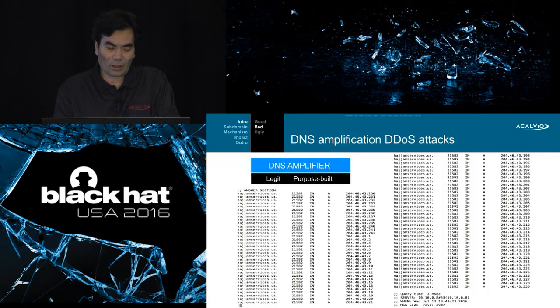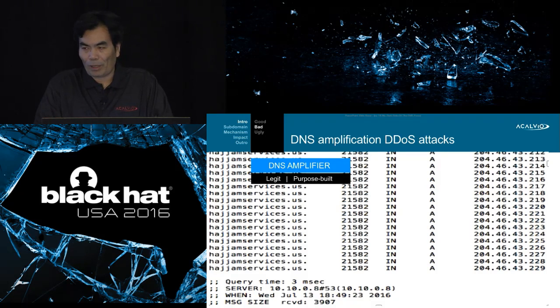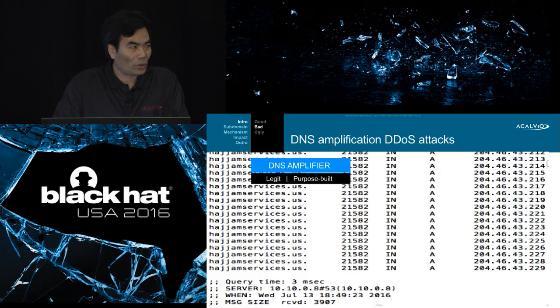The attacker can also use a purpose-built amplifier. HGMservice.us is composed of a large number of A records and maps up to 242 IP addresses to this single domain name. The amplification factor is also close to 100.